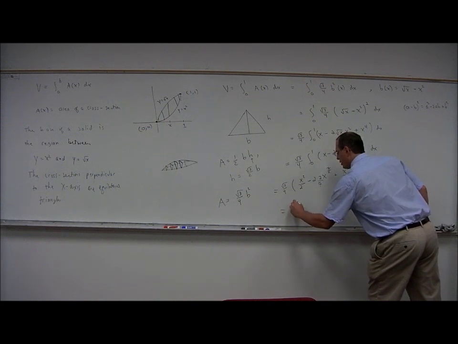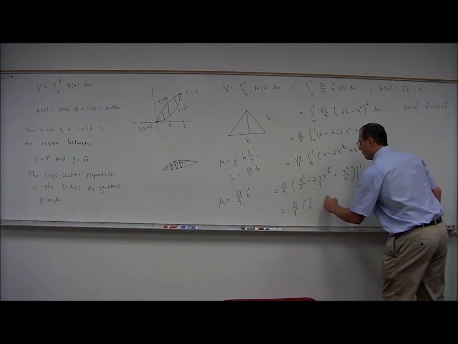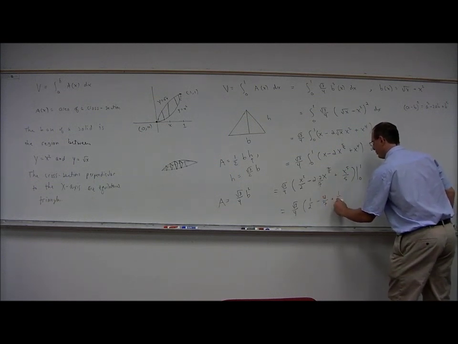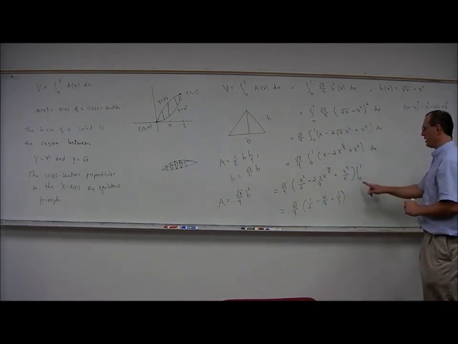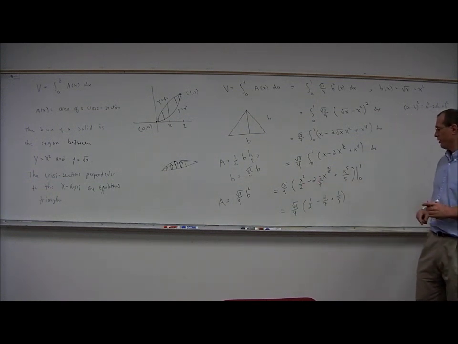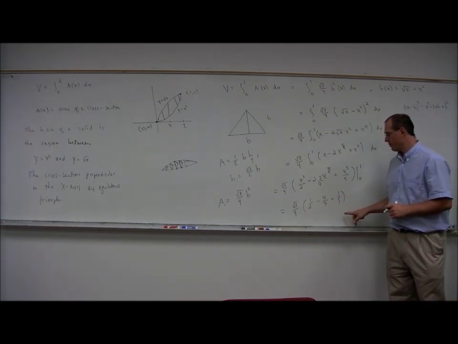So when you plug in 1, you get 1/2 minus 4/7 plus 1/5. And when you plug in 0, we will get 0 minus 0 plus 0, which is 0. So that makes things very nice. So this is basically the answer. We could do a little bit of arithmetic to clean it up.